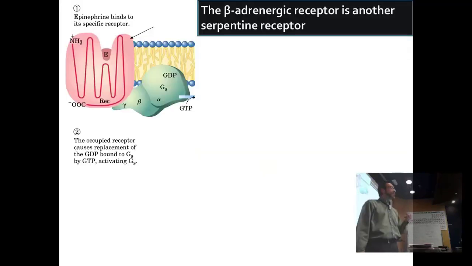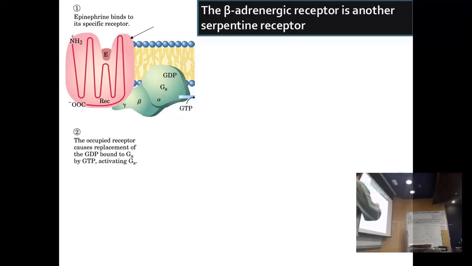So this is the cartoon way of looking at these receptors. You have the 7 helices, you have the binding site, and you have the interface with the green G protein. And by the way, on all these slides, Lehninger has kept the colors the same. I really appreciate this about Lehninger, because you can follow, and the red thing is always going to be the receptor. The green thing is always going to be the G protein.